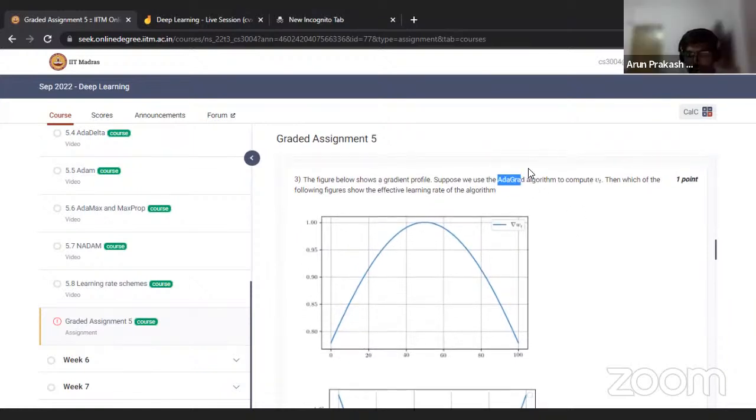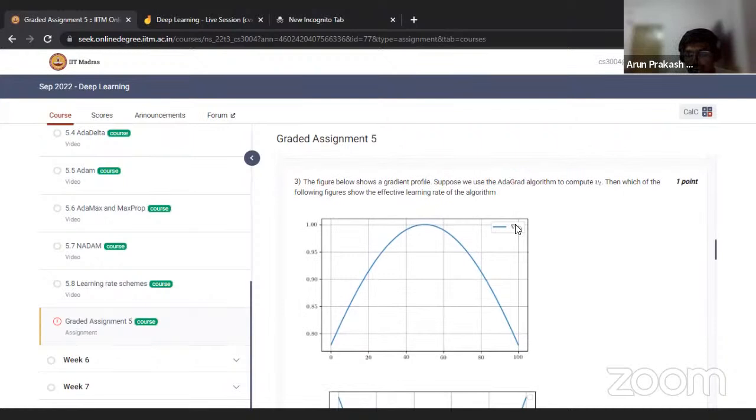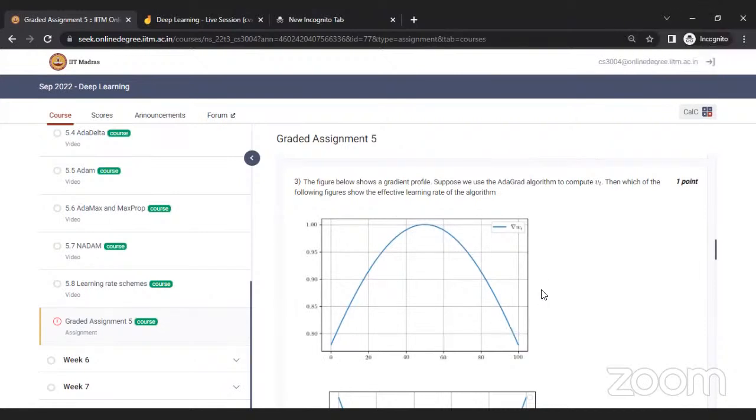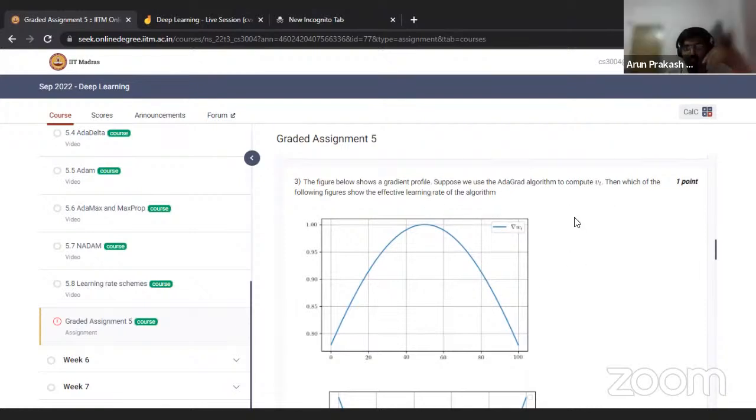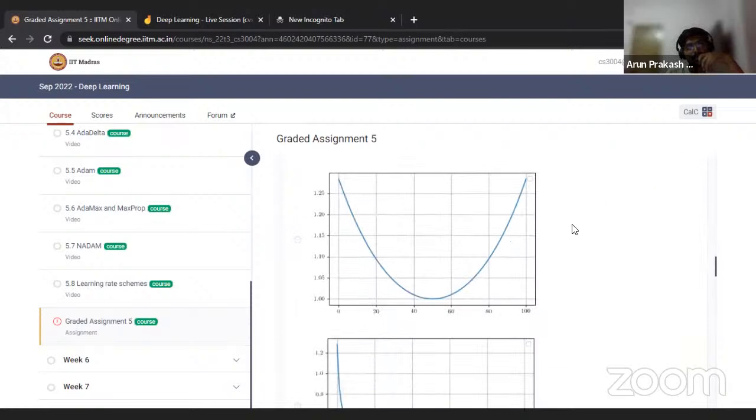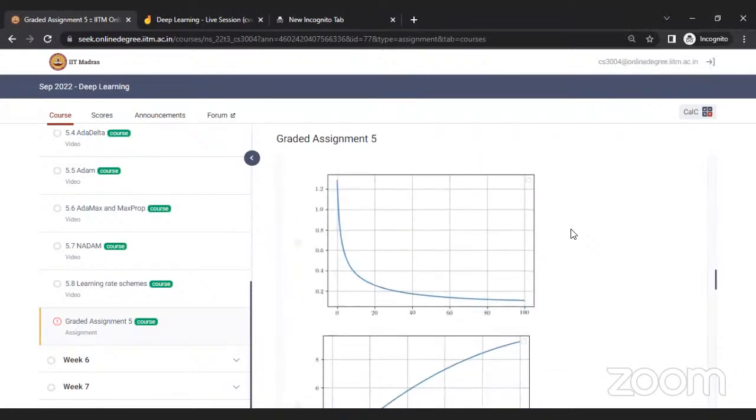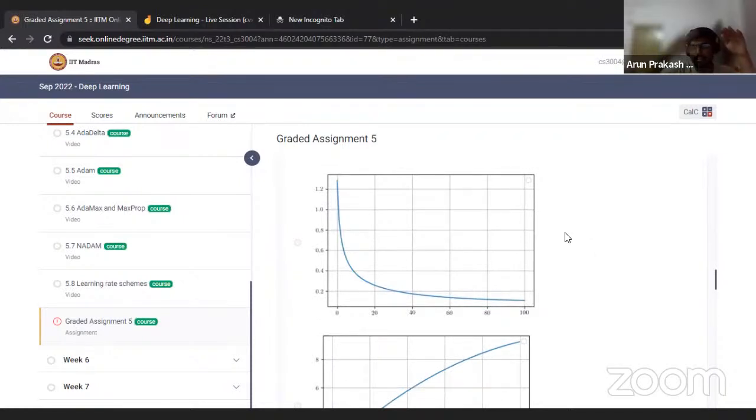Yeah, so it is with respect to the Adagrad algorithm, right? In Adagrad, this is my gradient profile. I run the algorithm from 0 to 100 iterations, and this is the gradient value I got. What Adagrad does is simply square the gradient and keep accumulating it, right? So whether the gradient is increasing or decreasing doesn't matter; the accumulated value keeps on increasing. But in RMSProp, there is a possibility it increases or decreases.